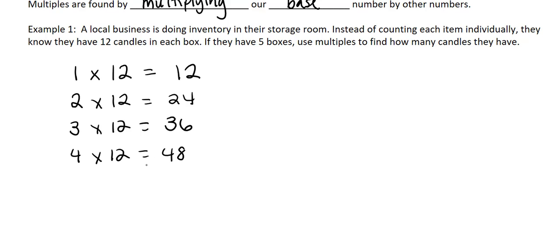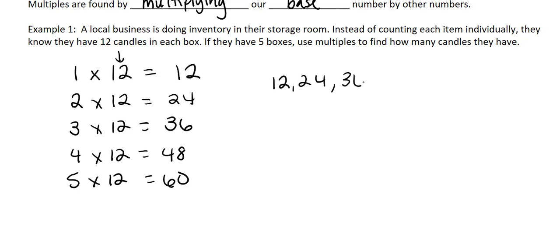And this would equal 48. And then 5 times 12 is equal to 60, right? So each box has 12, and we know we have 5 boxes. So we have 60 candles together in all 5 boxes. So we would say the multiples are, right?